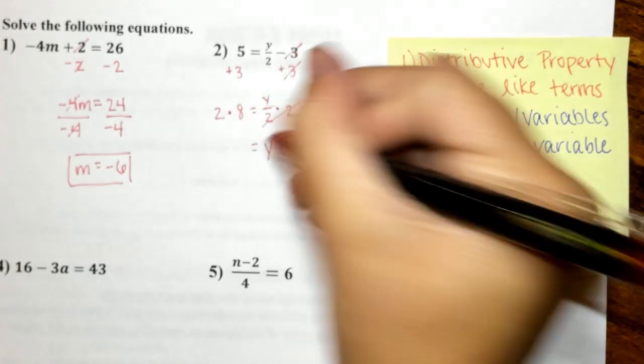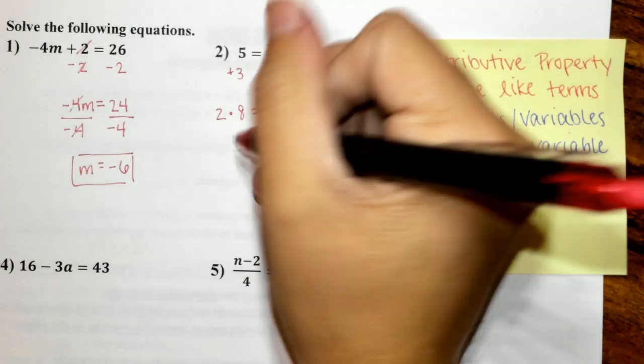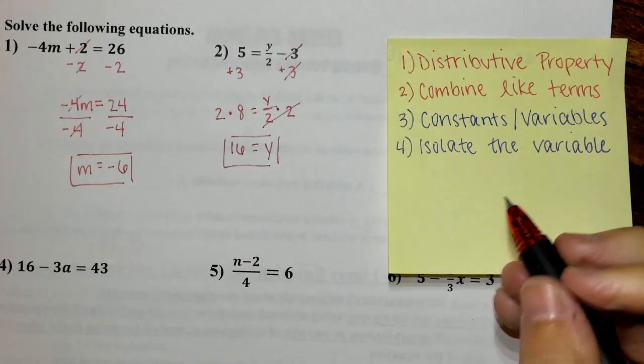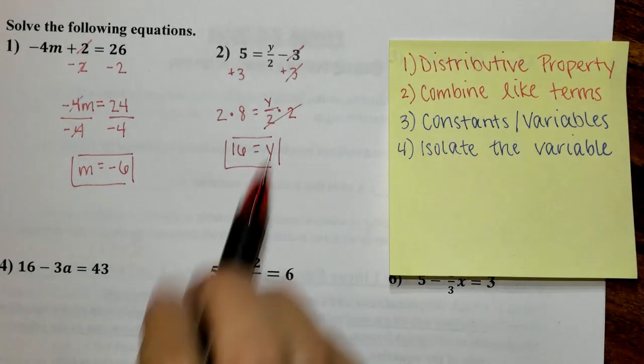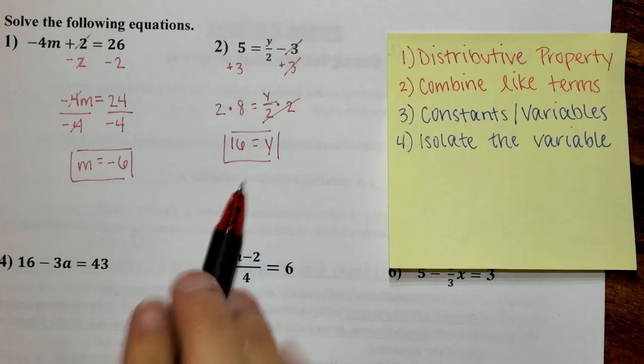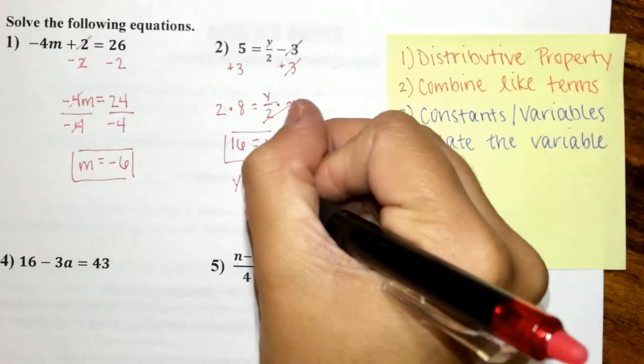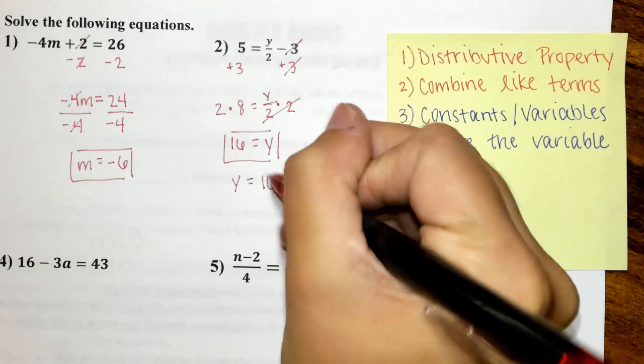Y is on the right side. 2 times 8 is 16. And this would be my answer. But because we read it as the variable first, when you get to your final answer, you can absolutely flip them. So we can put y on the left side and 16 on the right side.